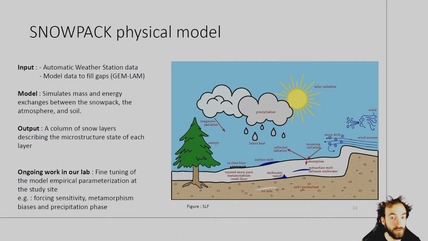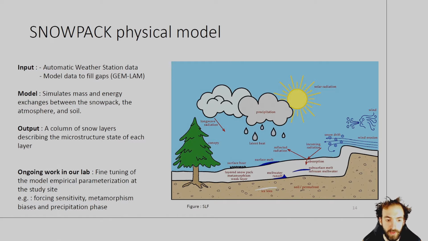SNOWPACK is a snow physical model that takes weather data as input. Usually it's automatic weather station data, and I used model data to fill in the gaps for when the automatic weather station was out of service. Then the model simulates mass and energy exchanges between the snowpack, the atmosphere, and the soil. The figure on the right summarizes the different processes taken into account by the model. And then it outputs a column of snow layers, each layer describing its own microstructure state.